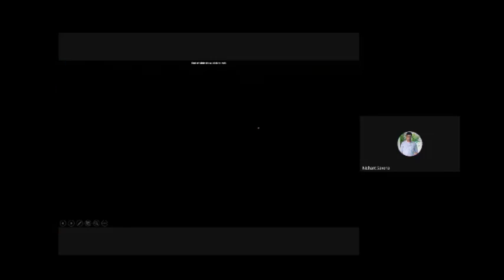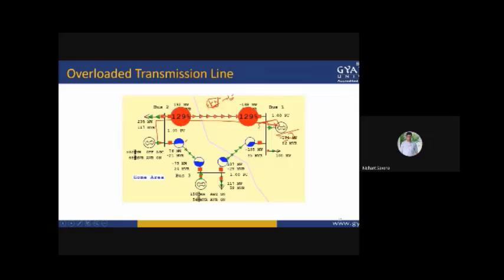So this is how we have seen the basics of the transmission system, why the transmission lines are overloaded, and what the impact of the power flow solutions is over the transmission systems.